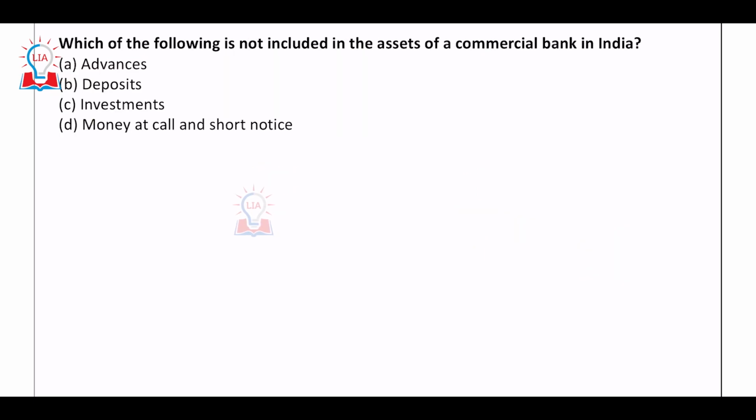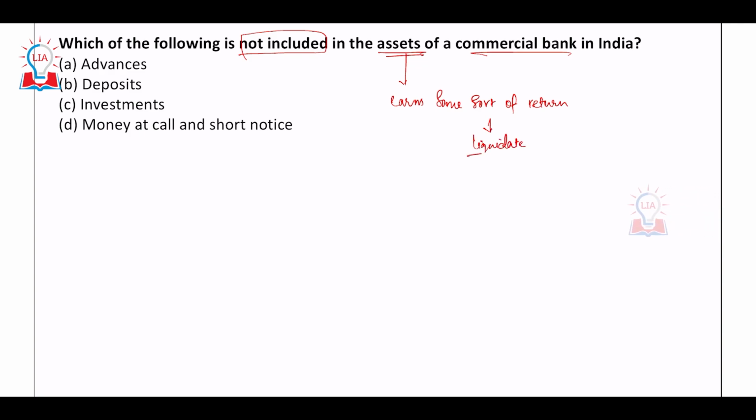Next, it is a fairly simple question. There is no need to scratch your head over this. Very simple. Not included in the assets of a commercial bank. So what is an asset? An asset is anything that earns you some sort of return, when you either liquidate it or when you have made an investment, so it is going to earn regular returns. Let's suppose advances. What about advances? The loans given by the bank. Will it earn returns? Yes, in the form of interest rate.